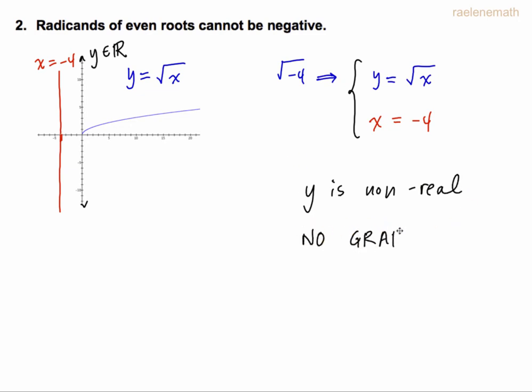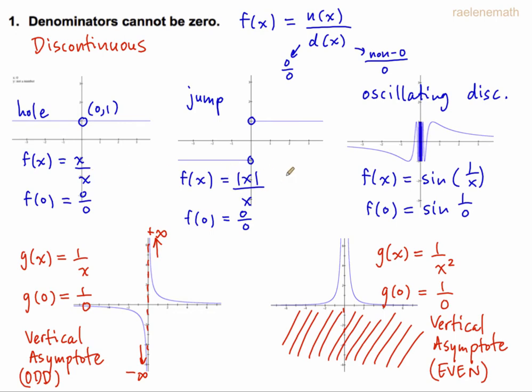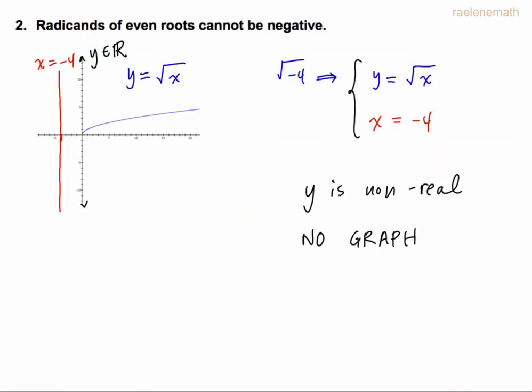So unlike when we had indeterminate and we had a hole, jump, or oscillation, or when y was infinite and we had a vertical asymptote, now in the case when y is non-real, we get no graph.